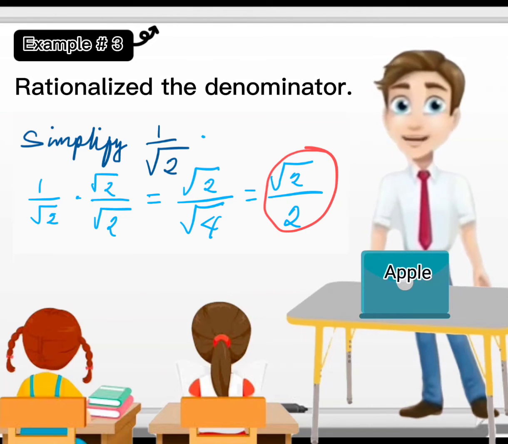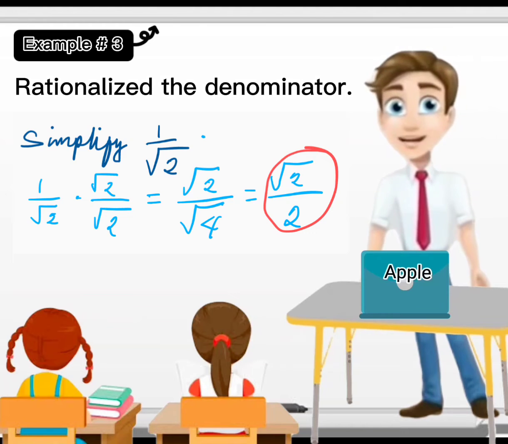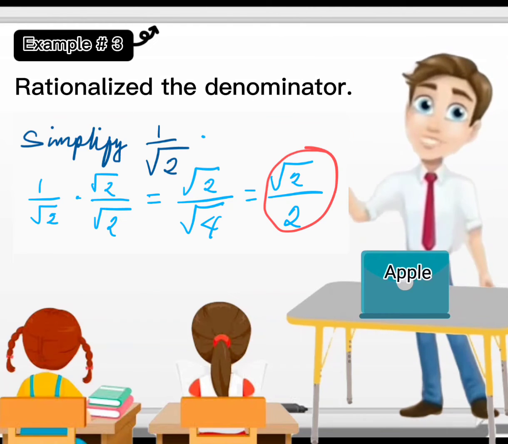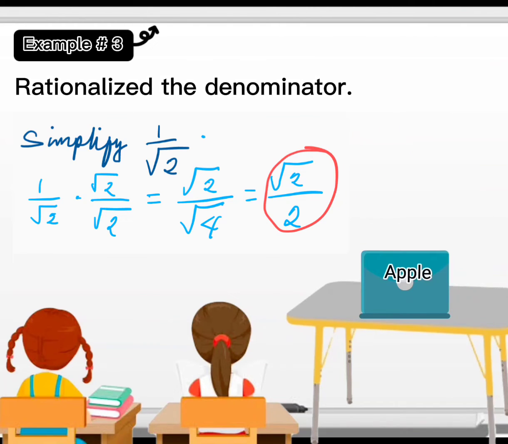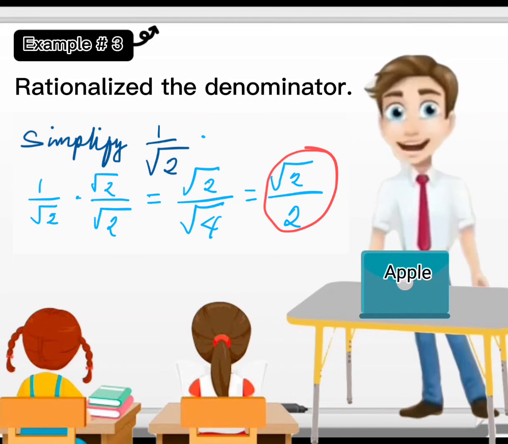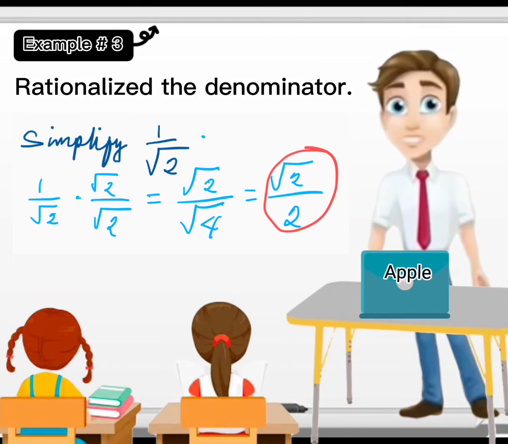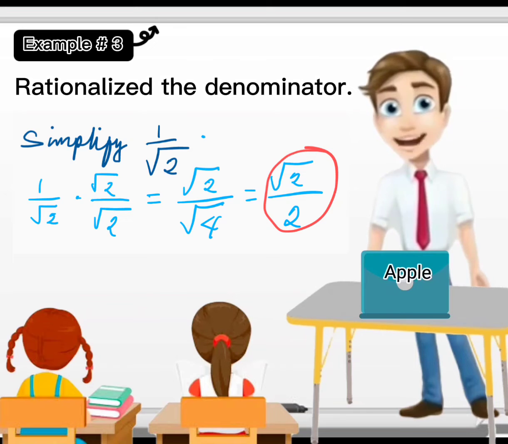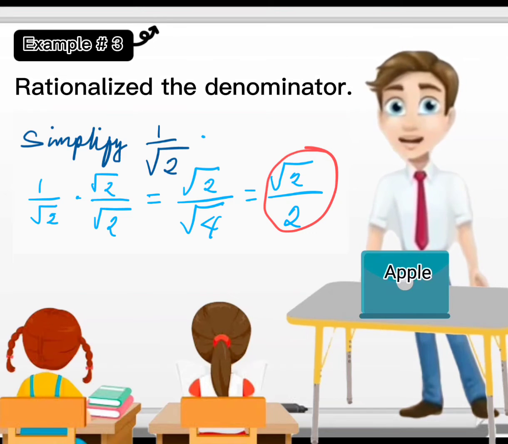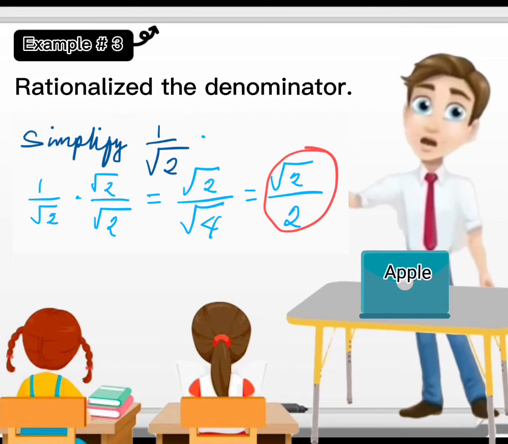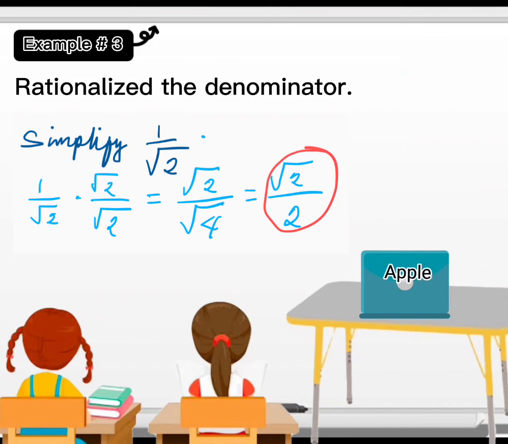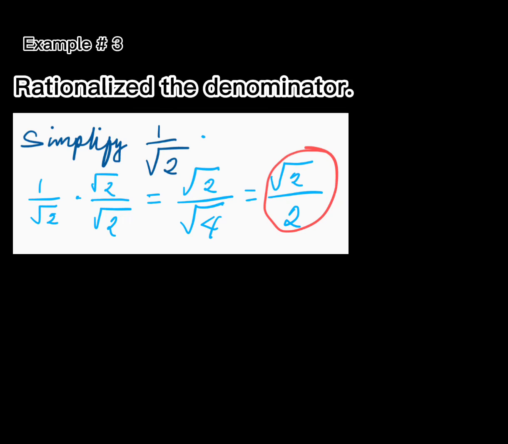So, anong i-multiply natin doon sa square root of 2? Of course, square root of 2 din. Para pag i-multiply natin yon, magkakaroon tayo ng square root of 4. And then, kapag extract natin yung square root, the answer is 2. So, mawawala ang ating radical. Okay, so this is how it is being done.